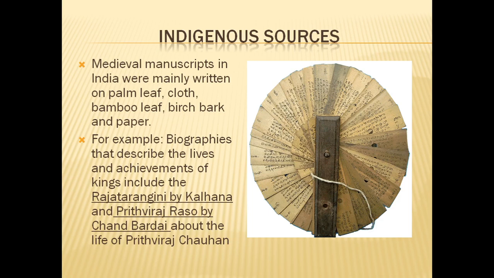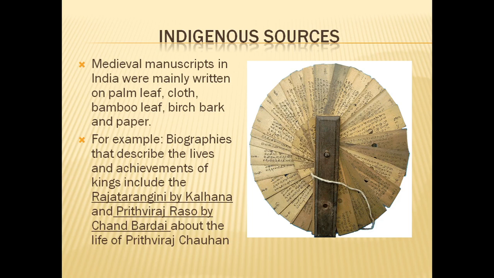What are indigenous sources? Medieval manuscripts in India were mainly written on palm leaves, cloth, bamboo leaf, and paper. The manuscripts deal with a wide variety of subjects such as religion, philosophy, system of science, arts, and literature. They are composed in different Indian languages and scripts. Unfortunately, many of these important chronicles and documents have been destroyed by rain, fungus, and insects like termites.